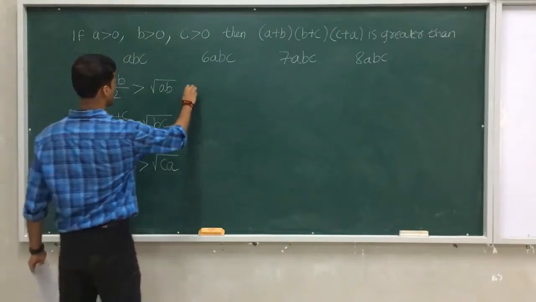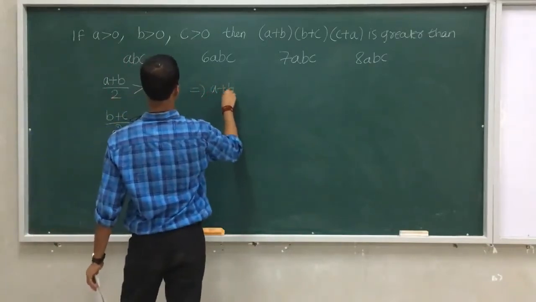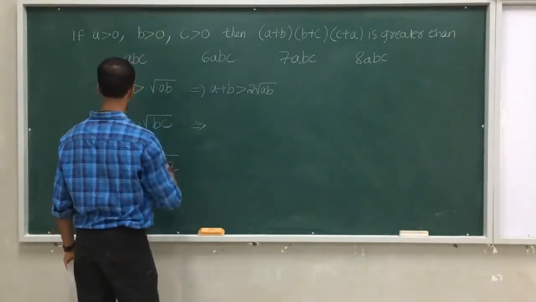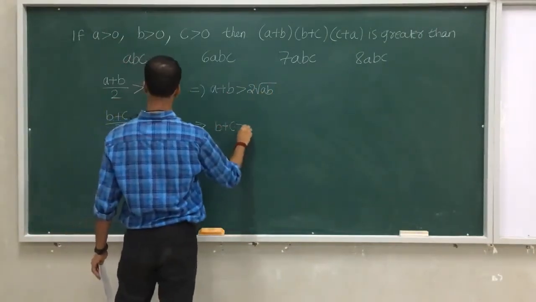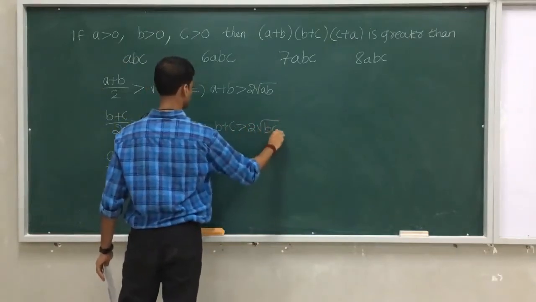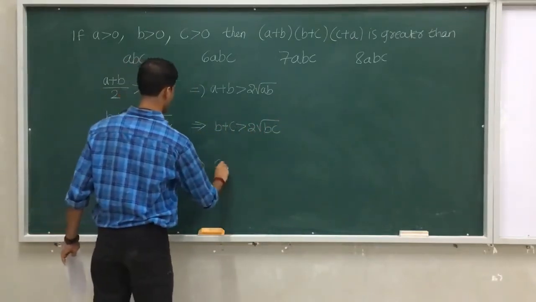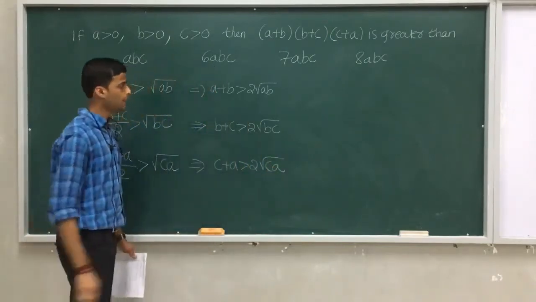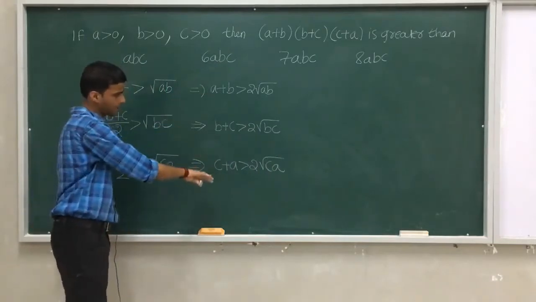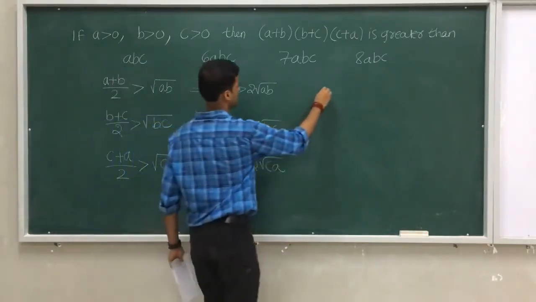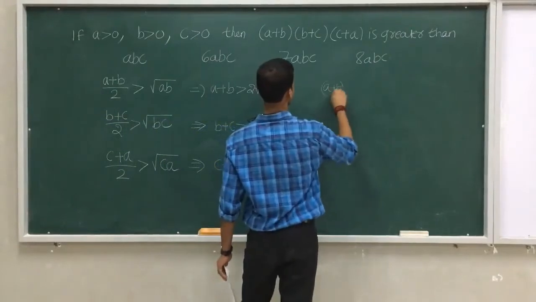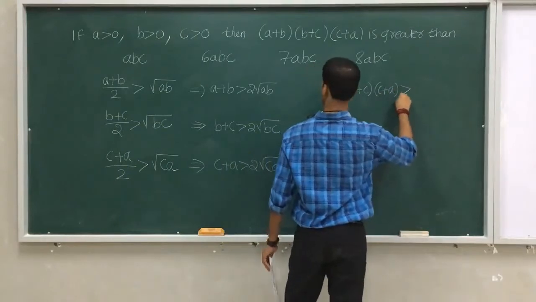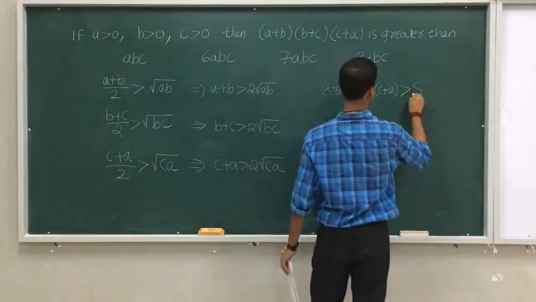Now if you cross multiply, you will get A plus B greater than 2 root AB. Then B plus C greater than 2 root BC. C plus A greater than 2 root CA, right? Now you multiply left hand side with left hand side, right hand side with right hand side. You will get A plus B, B plus C, C plus A greater than 2 cube, which is 8.